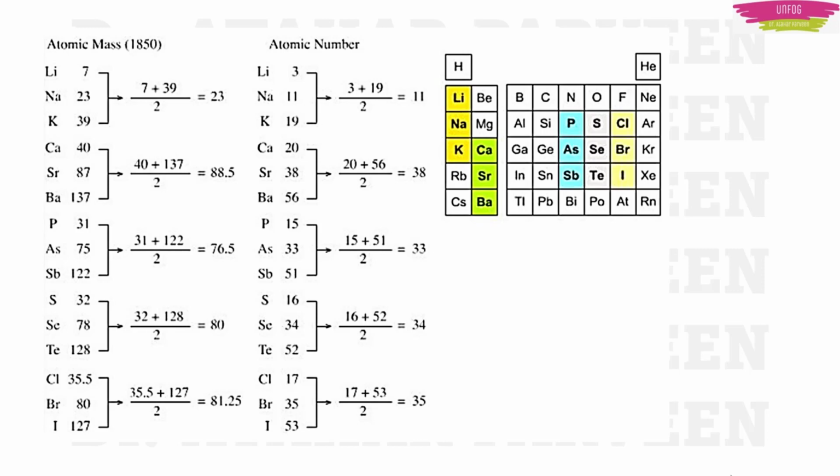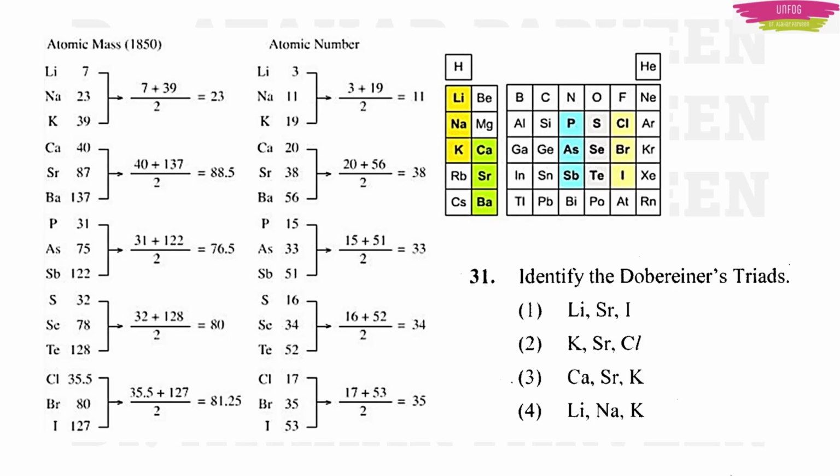Now, one question was asked in the 2015 HSTR chemistry question paper. The question was this: identify the Doberiner's triads. Such an easy question, right? If you don't know anything about Doberiner's triad, you can never answer this question. If you know this story, then you can easily answer the question. The answer to this question is lithium, sodium, potassium. Option number 4 will be the correct answer. Okay.